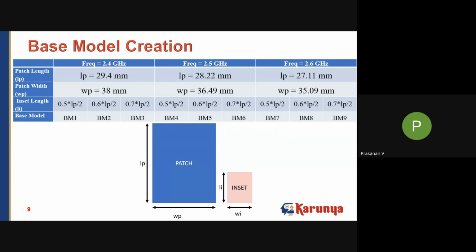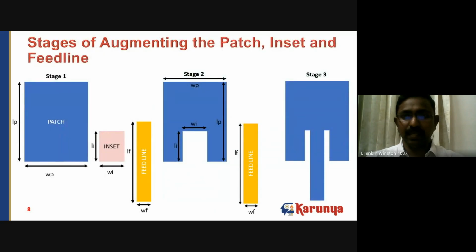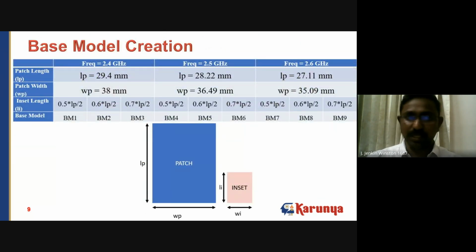So what is the meaning of base model, sir? The base model is the first precise model from which I'm going to extract my data set. The base model would not be the final design. It would be an abstract model. As I said, stage 3 is there, right? So stage 3 is what I'm trying to develop. For this, the dimensions would be different. For the first base model, the dimensions L and W would be taken from 2.4 gigahertz.